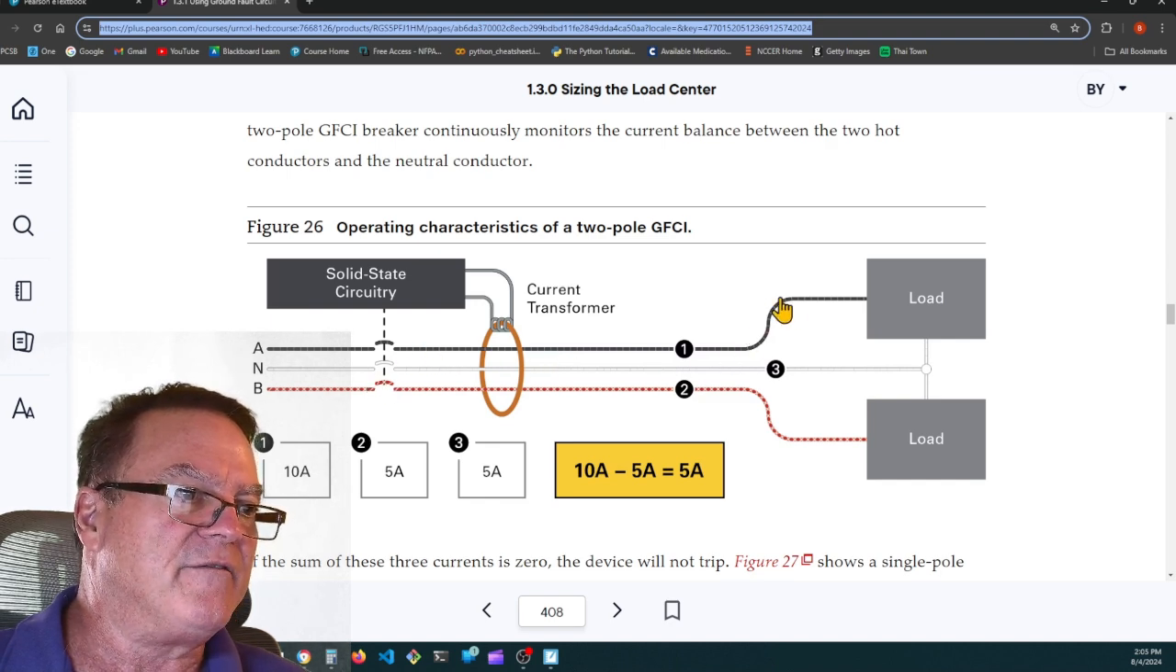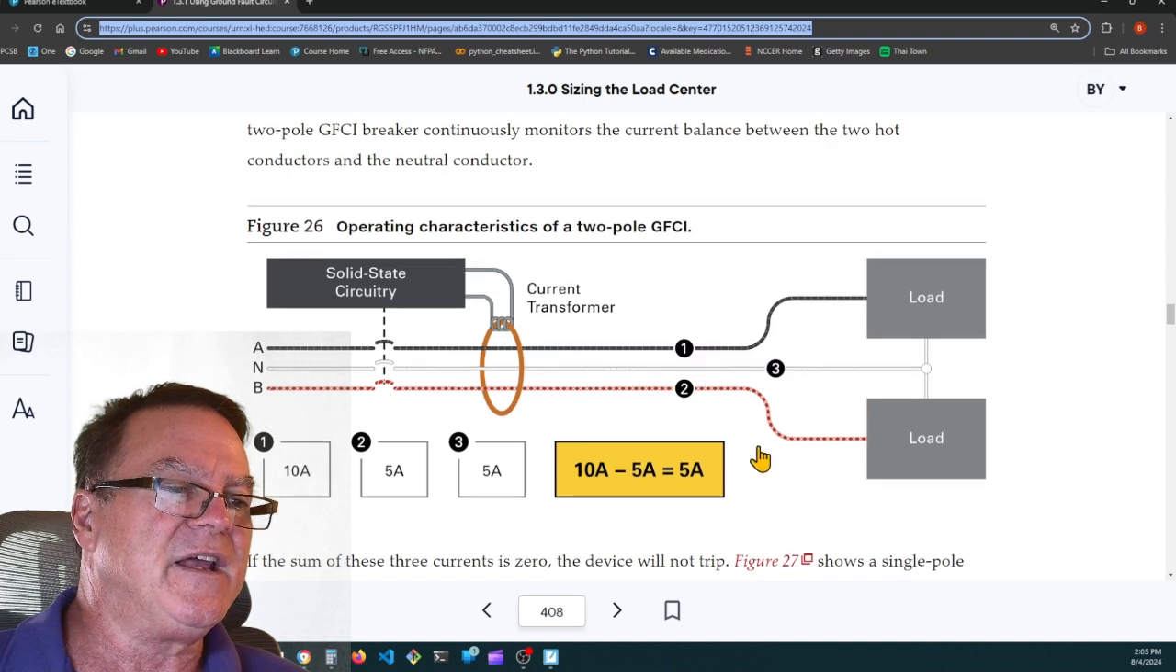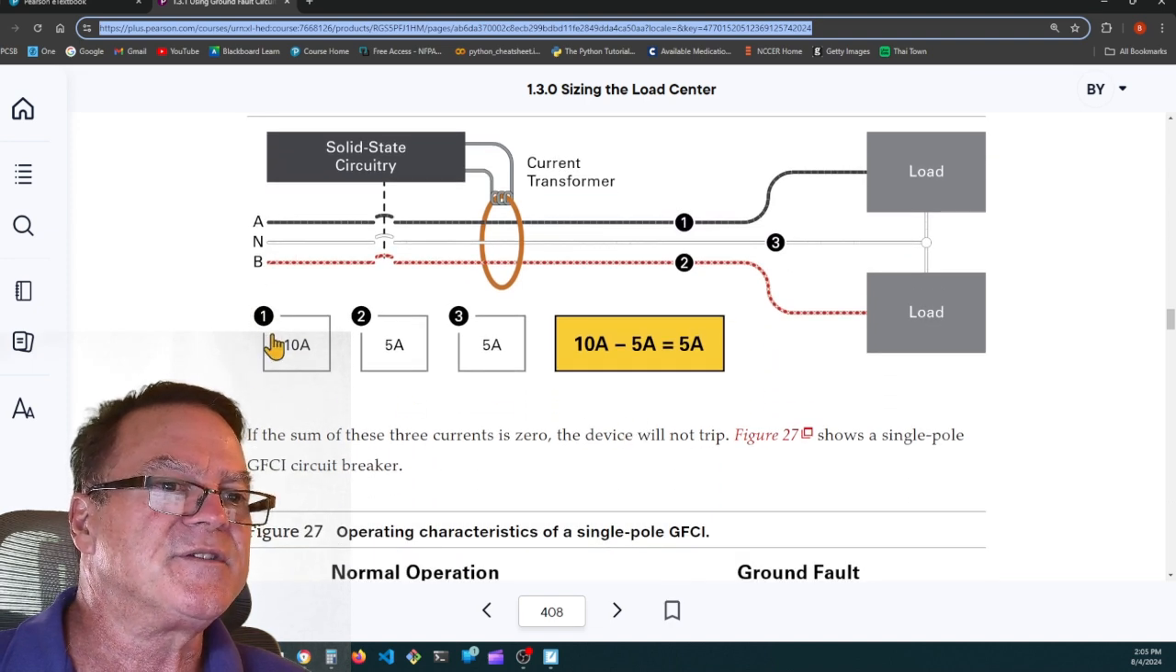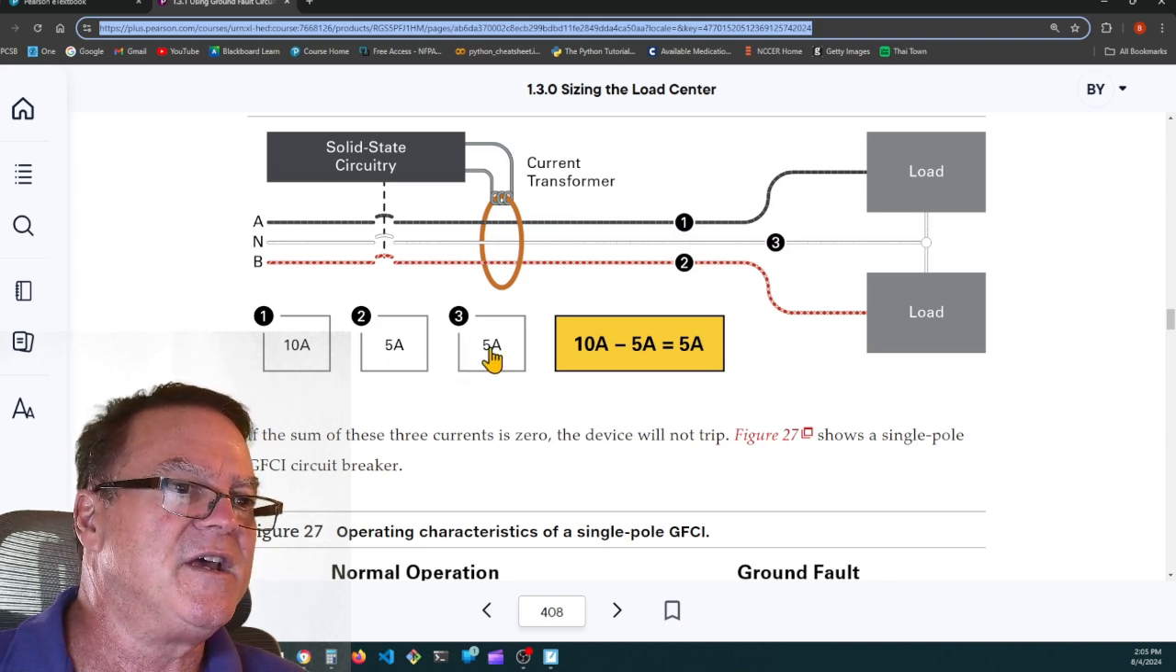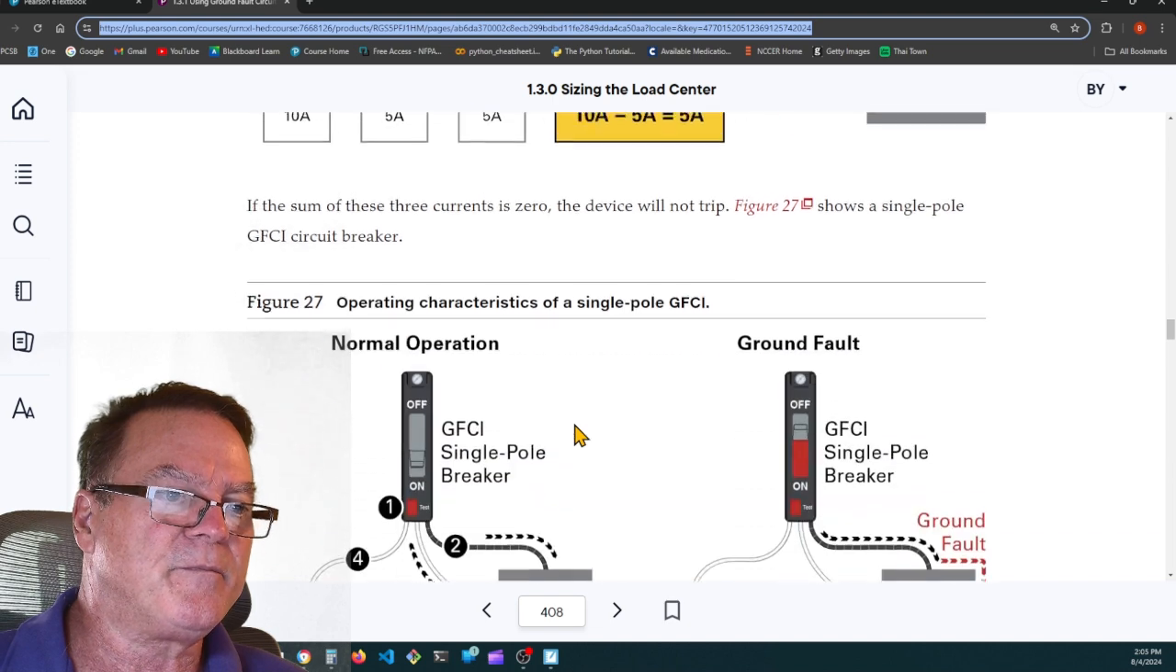Or if you have more amperage going on A phase than B phase, but the rest is coming back on the neutral conductor, again, everything is balanced and it won't trip. So they're saying there's 10 amps on A phase and only 5 amps on B phase. There will be 5 amps on the neutral. And if that's the case, then the GFCI sees a net reading of 0 and it doesn't trip.